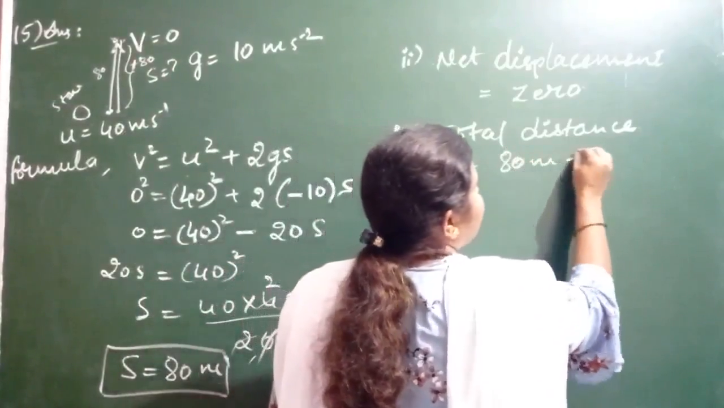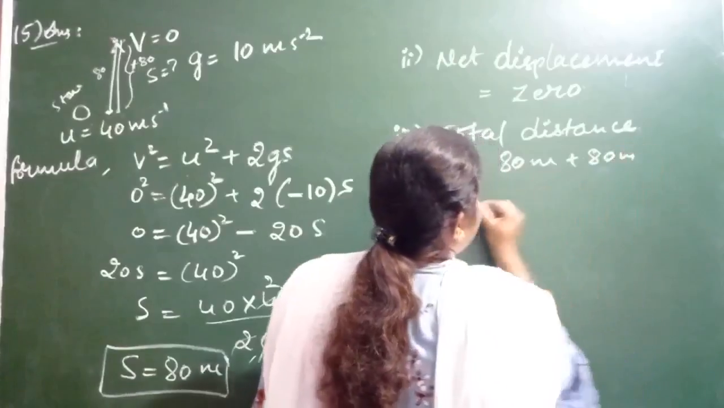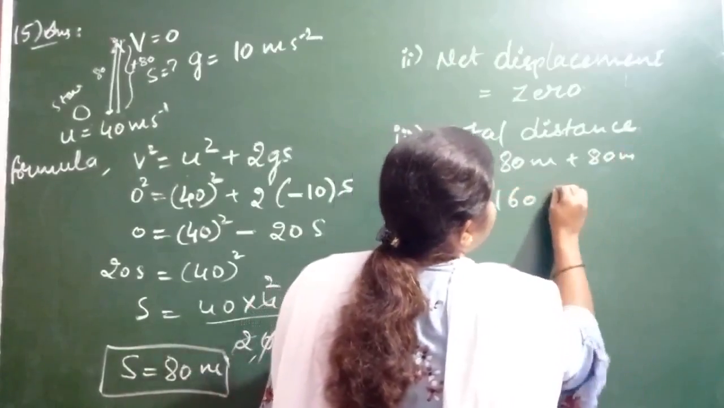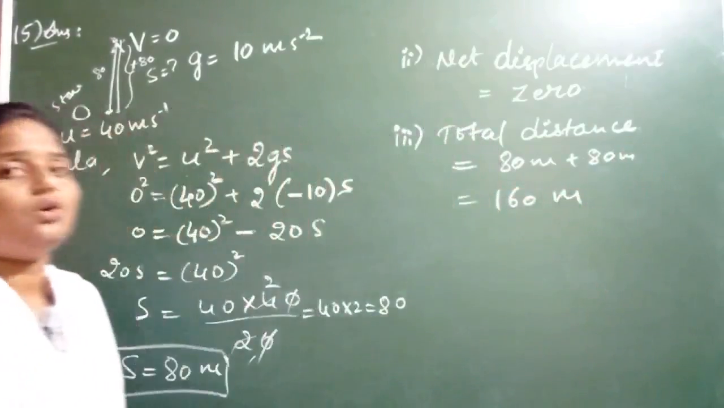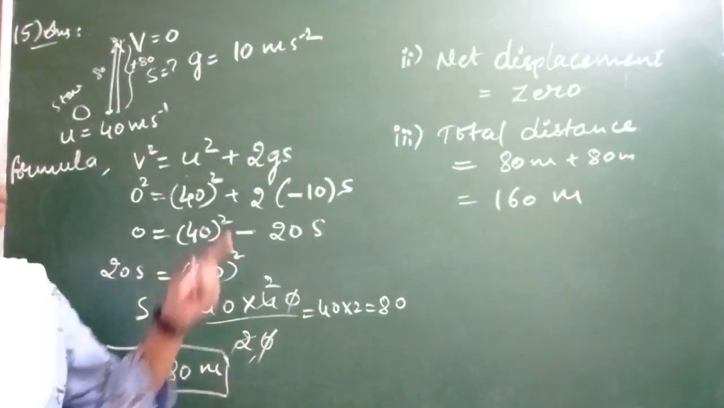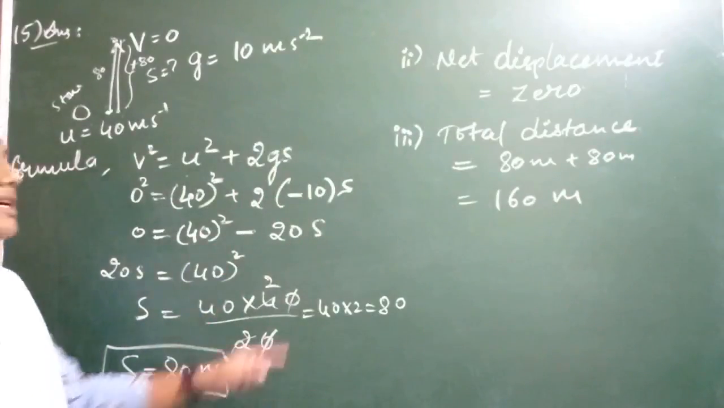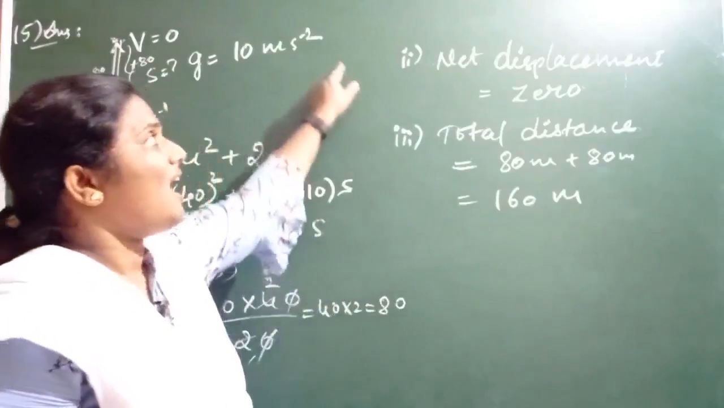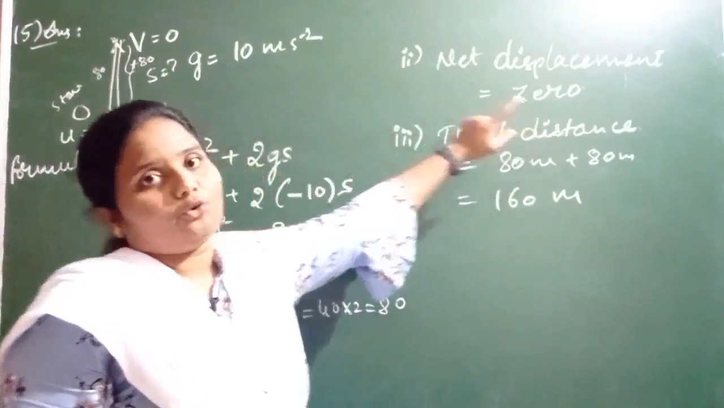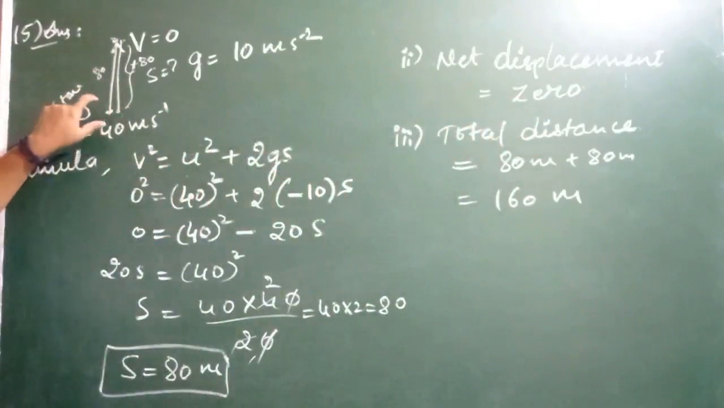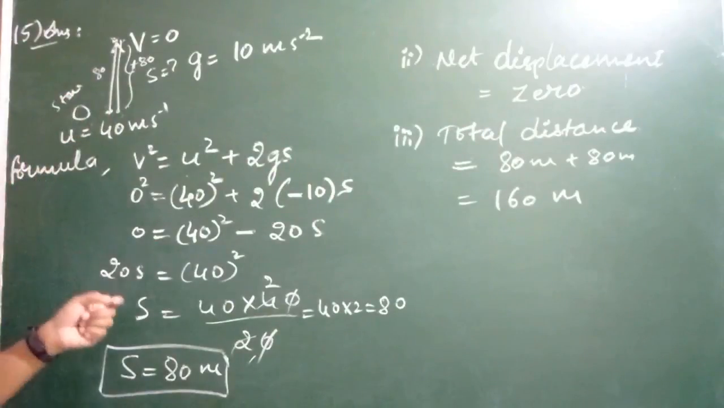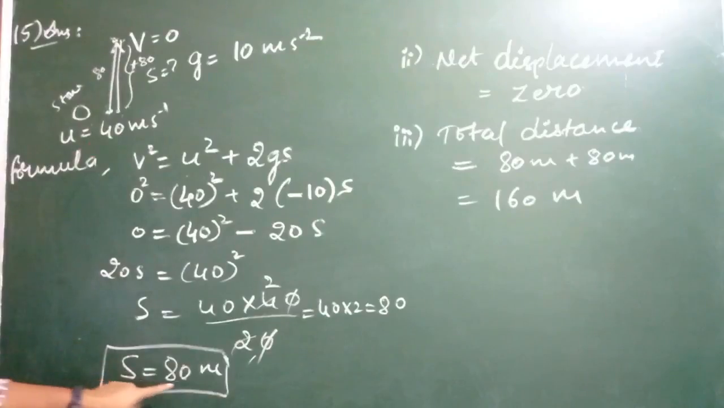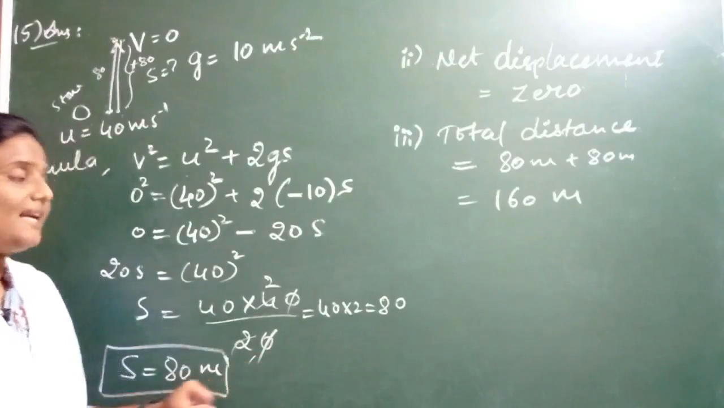80 meters plus 80 meters, which is nothing but 160 meters. So it has covered 160 meters. So the total distance is 160 meters and the net displacement is 0 because both the points, the initial point and the final point, are coinciding. Hence the net displacement is 0 and the height is what? 80 meters. Once again I'll repeat, children.